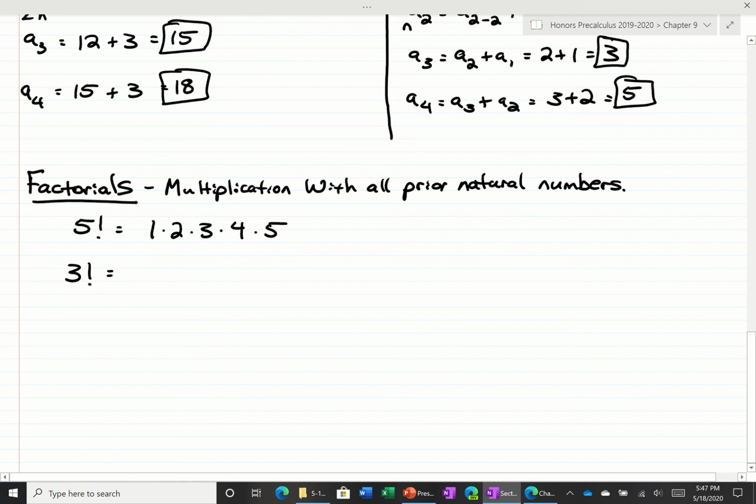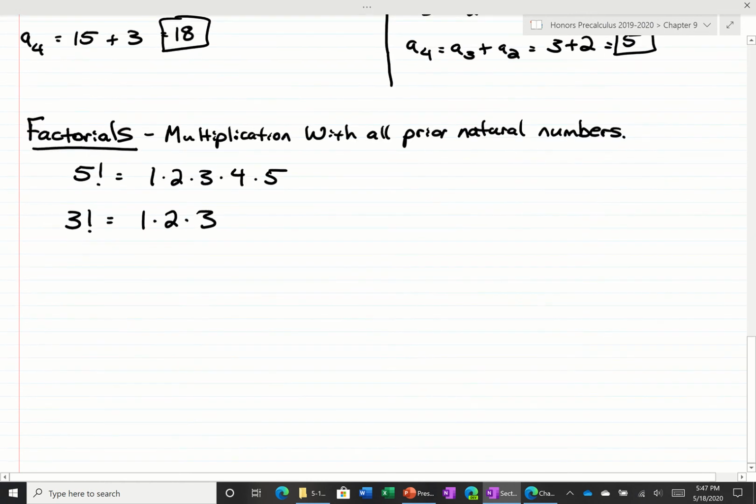3 factorial would be all the numbers before 3. 1 times 2 times 3 times 3, right? So 1 times 2 times 3. A couple definitions. 0 factorial is always 1. And anytime you see n factorial, that's all the numbers before n.